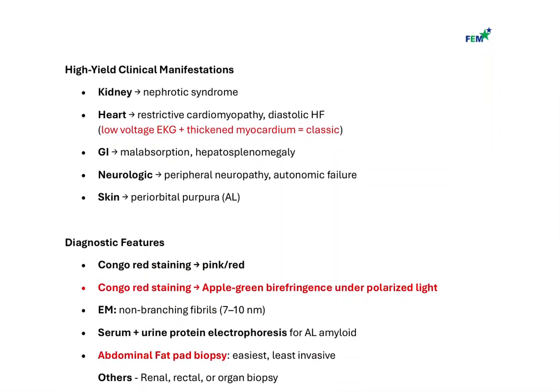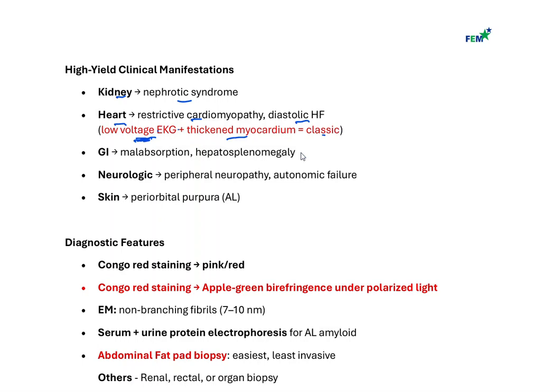And what are the clinical manifestations of amyloidosis? We've mentioned most of them already. So in the kidney, they could have nephrotic syndrome. In the heart, they could have restrictive cardiomyopathy, which can lead to diastolic dysfunction because the heart will not be able to relax during diastole. And when you do your echocardiogram, the heart muscle looks really thick, right? But when you do your EKG, you see low voltage EKG. So thick myocardium, low voltage EKG. That's classic for restrictive cardiomyopathy.